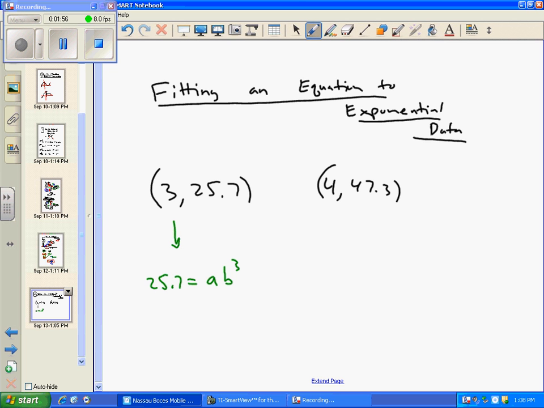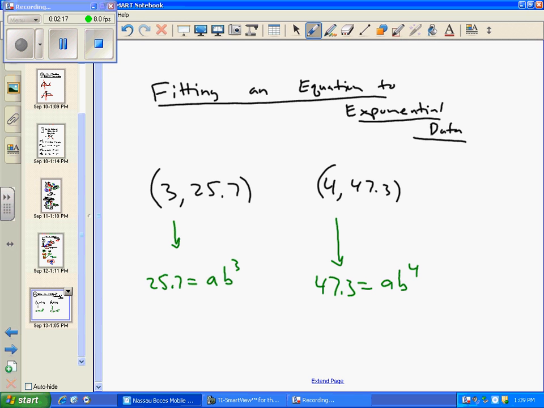We don't sort of luck out in this problem. In the previous example, we ended up with b to the 0, which was 1, and we got a right away. That didn't happen here. So this is going to take a little bit of extra algebra. We'll take this point and sub it in as well. And you probably can already see that we're not going to luck out here either. So here we are. We have these two equations.